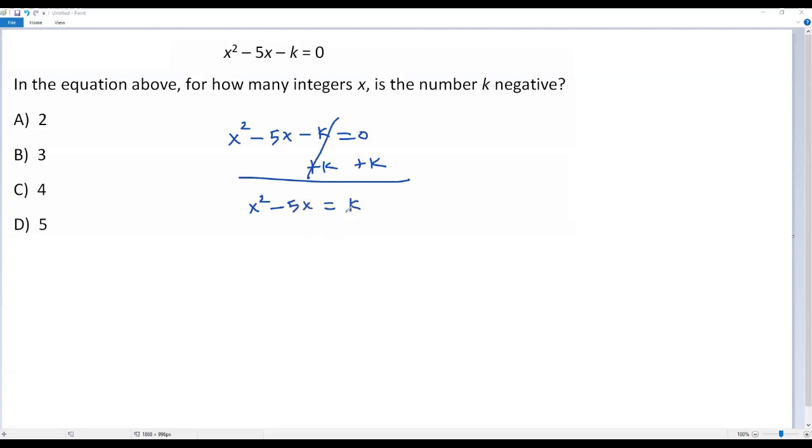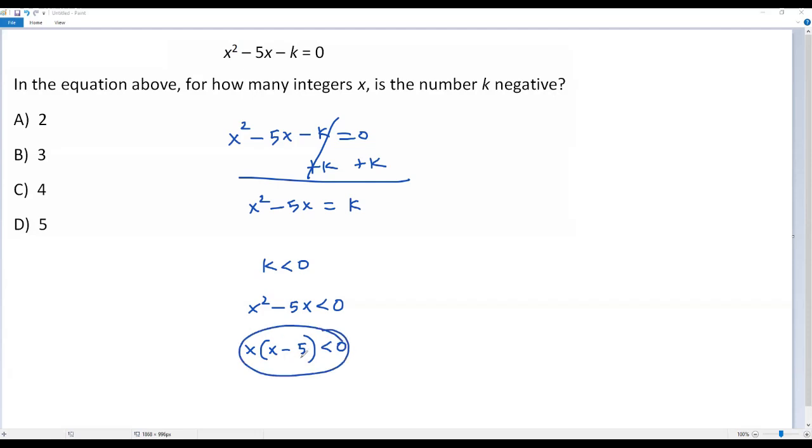And the question clearly says this number k is negative. That is, k is less than 0. When k is negative, then the stuff which is equal to k must also be negative. That is, this expression x² − 5x must be negative because it is equal to k. So x² − 5x must be less than 0. Now we can factor x out from this expression. When I factor x out, I'm getting x(x − 5) less than 0.